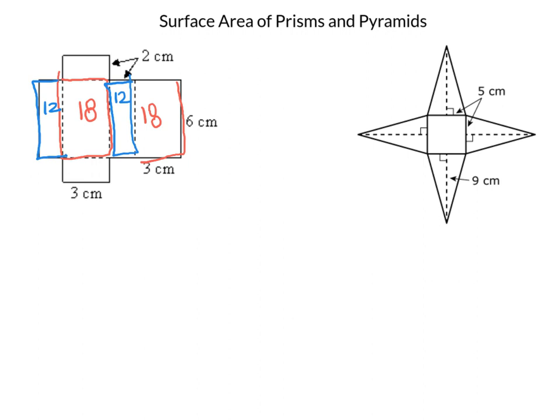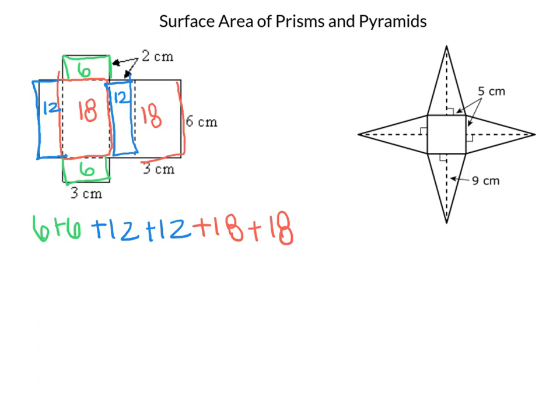The last few are 2 by 3s, and they are both here at the top. 2 by 3 is equal to 6. And this one here at the bottom is also equal to 6. So now all I have to do is add these numbers together. 6 plus 6 plus 12 plus 12 plus 18 plus 18. All of these areas added together give me a total of 72 centimeters squared.